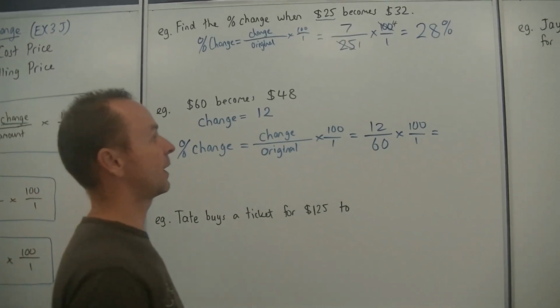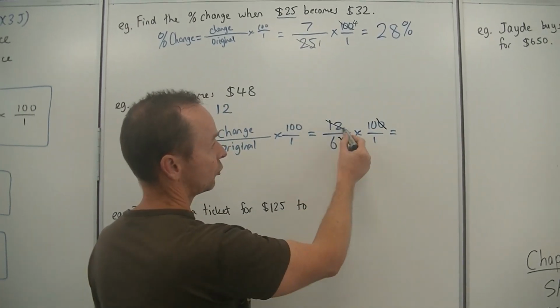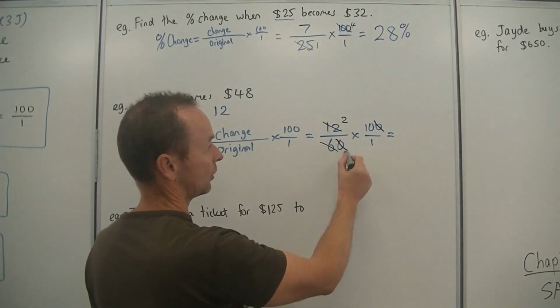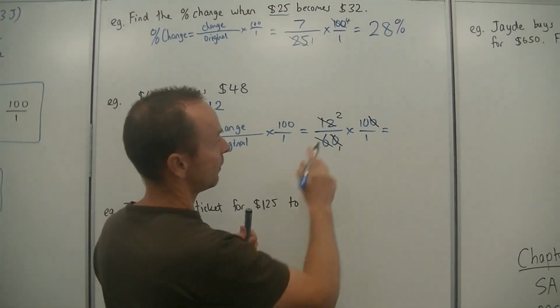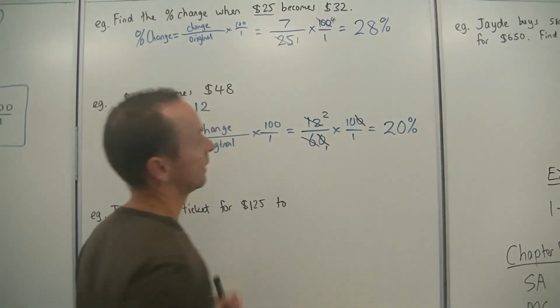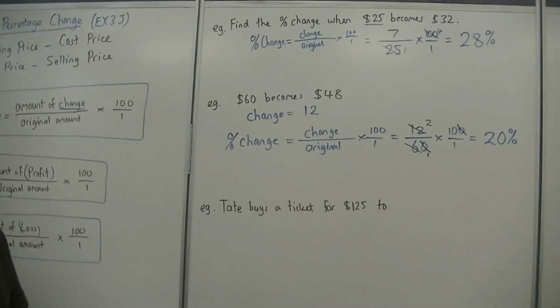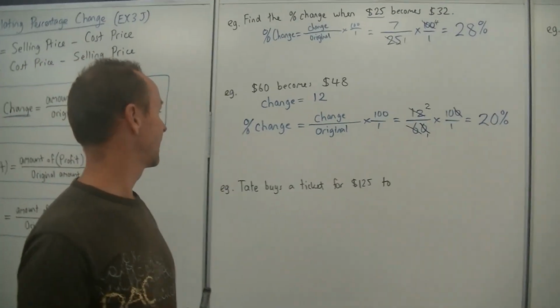Okay, now we have to simplify again. So the 0 we can chop off that 0. The 12 and the 6 I'm going to cancel to make it 2 and 1. So now on the top line we've just got 2 times 10, which is 20. So if you have a look at that, everyone, it's a 20% change. Alright.